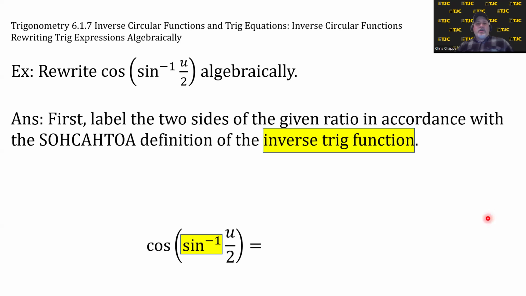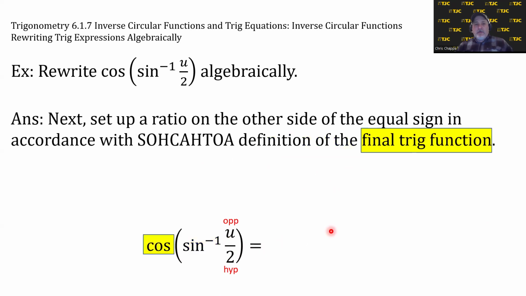All right, so first we're going to label the two sides of the given ratio in accordance with the SOHCAHTOA definition of the inverse trig function. Translation, this guy, well, just the sine, not the sine inverse. Interpret it in terms of SOHCAHTOA. Sine is opposite over hypotenuse. So we're going to assign opposite and hypotenuse to the top and bottom of that ratio. Opposite is u, hypotenuse is 2.